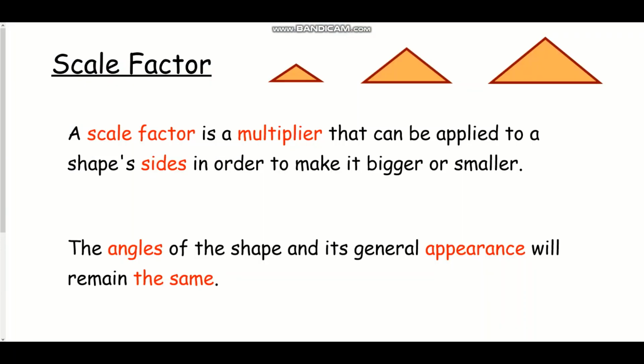So to start us off, I just want to remind you what we did last week. We learned what a scale factor was. A scale factor is a multiplier that can be applied to a shape's sides in order to make it bigger or smaller. That means we're taking a number and the length of the shape's sides, and we're multiplying by that number to make it so many times bigger or so many times smaller. The angles of the original shape don't change and its general appearance won't change. It'll still look like that original shape. It's just got much bigger or much smaller, or a little bit bigger or a little bit smaller.